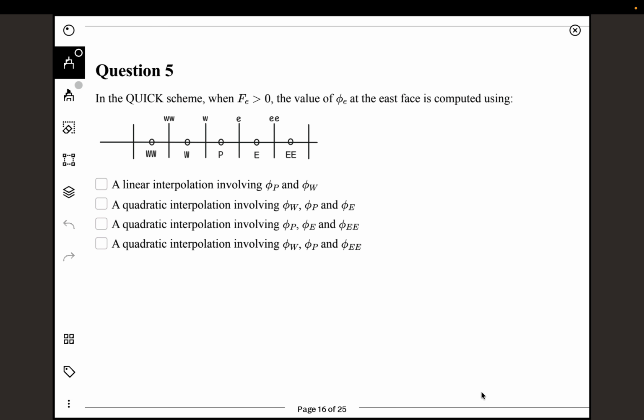Okay, again we are discussing the QUICK scheme here. So if f is positive, just like I said previously when we did the negative case, I should be doing my thing around this particular cell. So the neighboring cells will be the ones that will be included. So that will be phi west, phi P, and phi east.